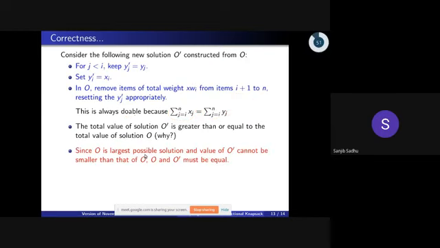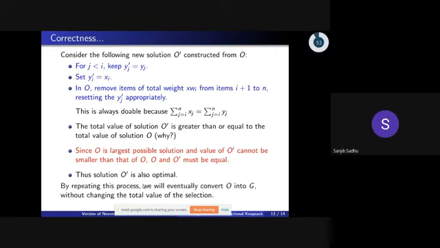Now since O, the optimal, is the largest possible solution, the value of O prime cannot be smaller than that of O. So O and O prime must be equal. This solution O prime is also optimal. If I repeat the next step, with i plus 1, then i plus 2, i plus 3, and so on, in this way we will convert the solution O into G.